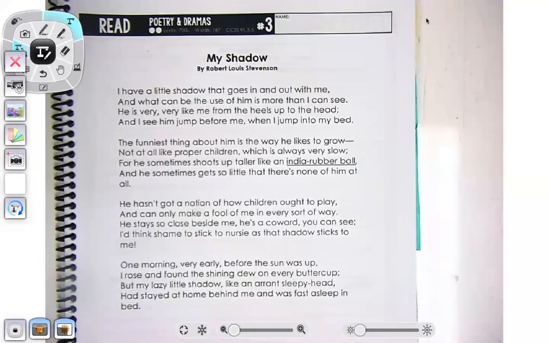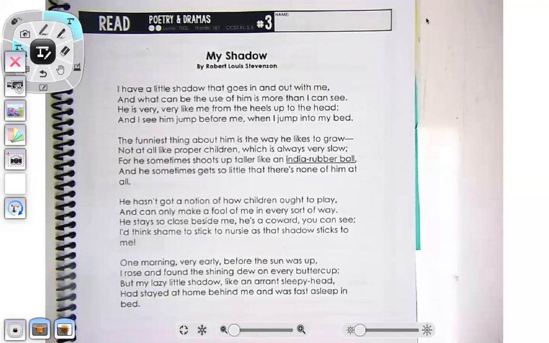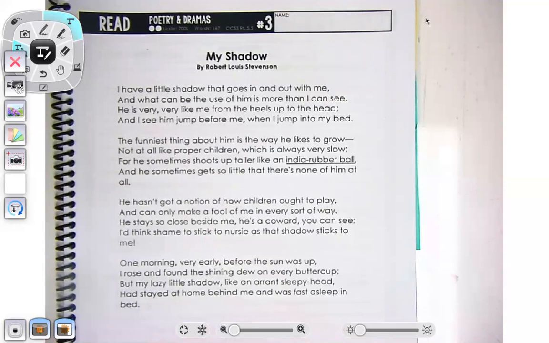And we have a wonderful selection called My Shadow by Robert Louis Stevenson. And today I'm going to read through for you. Then I'm going to break down the different characteristics and structure of this poem. All right, follow along. We're on page 38. My Shadow by Robert Louis Stevenson.